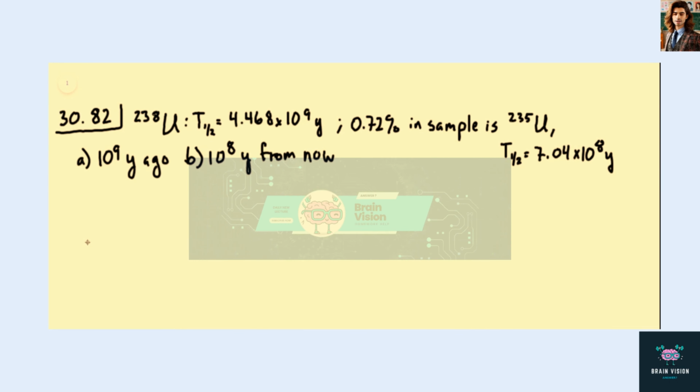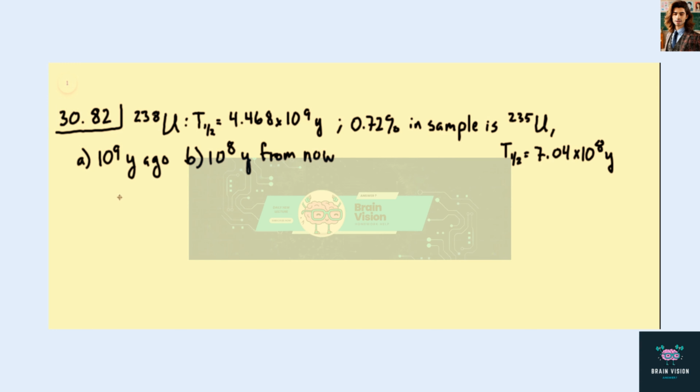30.82. Almost all of naturally occurring uranium is uranium-238, and most of the rest of it is 235. We're imagining that today we have a sample of uranium that's 0.72% uranium-235, and the rest is 238. We want to find out what percentage of the sample would have been uranium-235 1 billion years ago, and what will it be 100 million years from now?